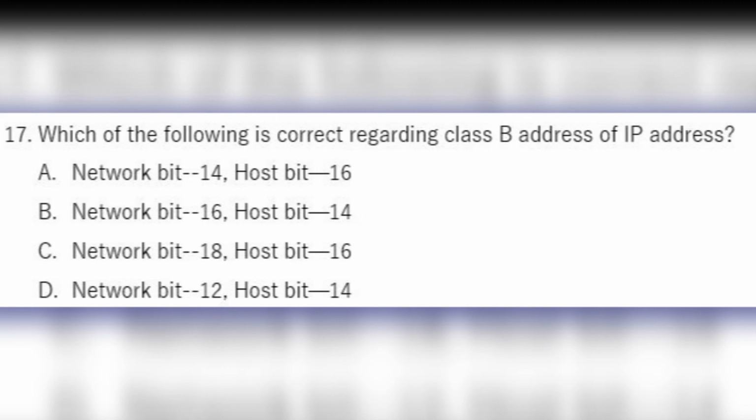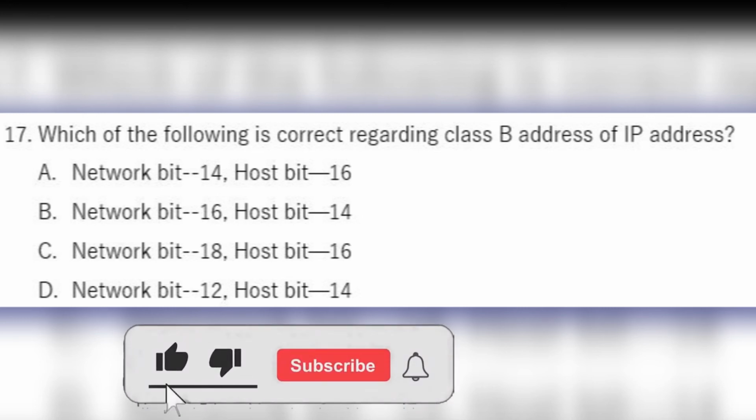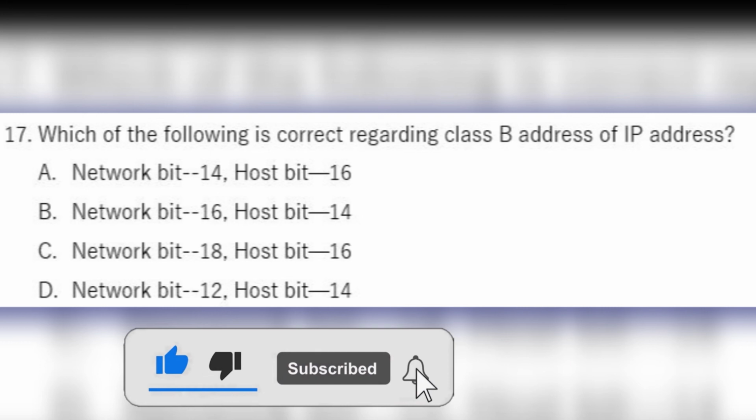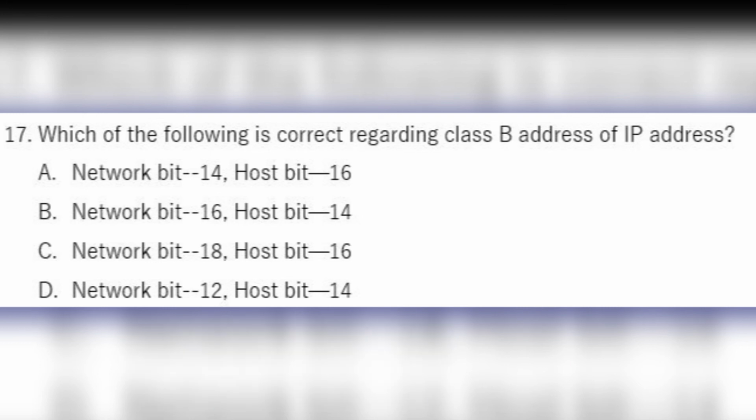Question number 17. Which of the following is correct regarding a class B IP address? A. Network bit 14 and host bit 16. B. Network bit 16, host bit 14. C. Network bit 18, host bit 16. D. Network bit 12, host bit 14. The correct answer for this question is choice A. The network bit 14 and the host bit is 16.